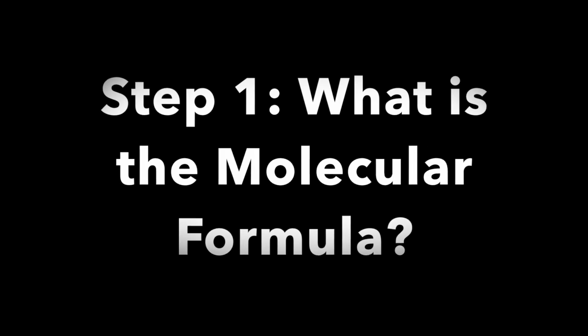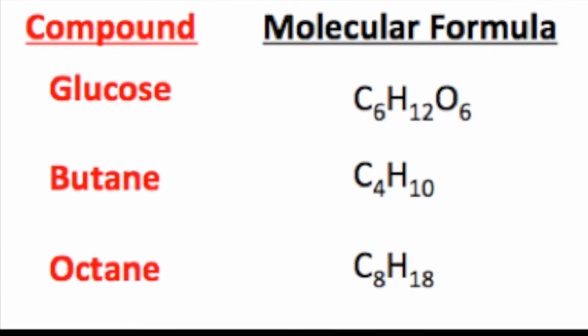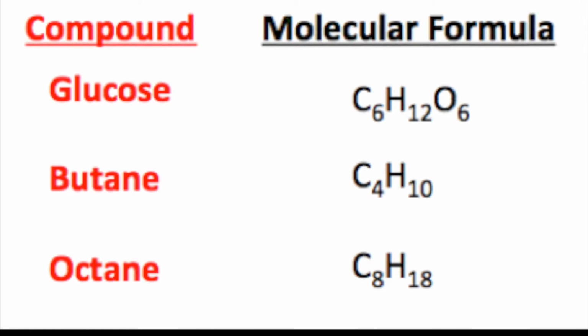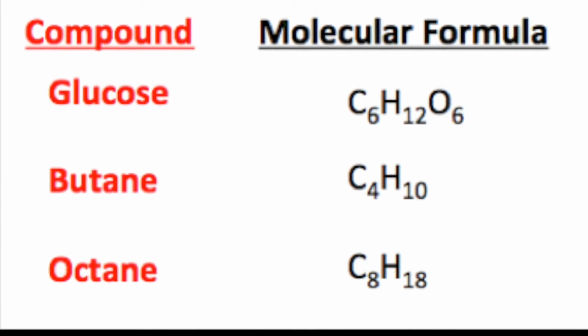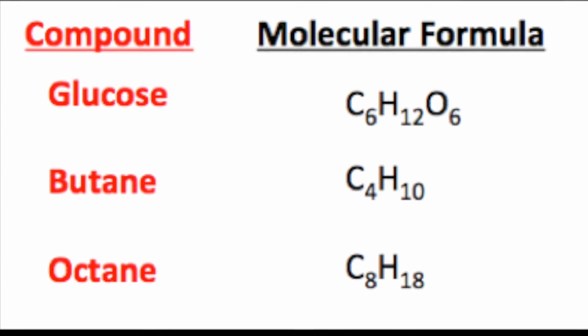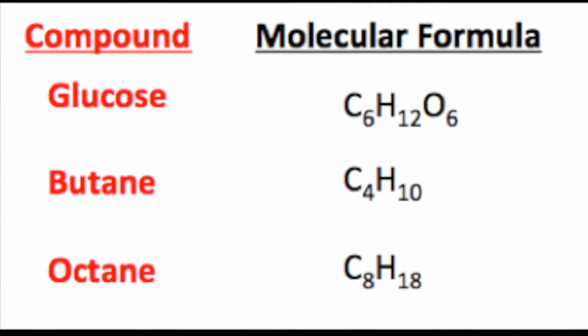A molecular formula shows the total number and kinds of atoms in a molecule. So given here we have the compounds glucose, butane, and octane. All of their molecular formulas are different by the number of carbons or hydrogens or whether they have an oxygen or not.